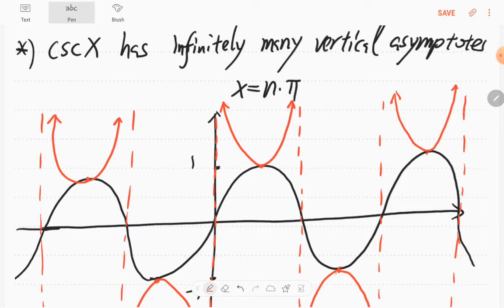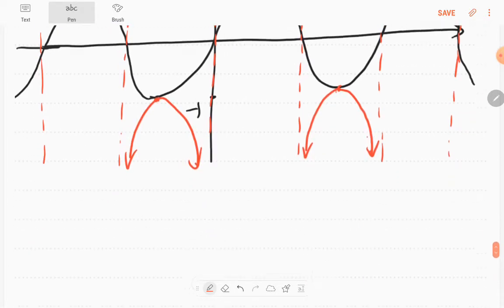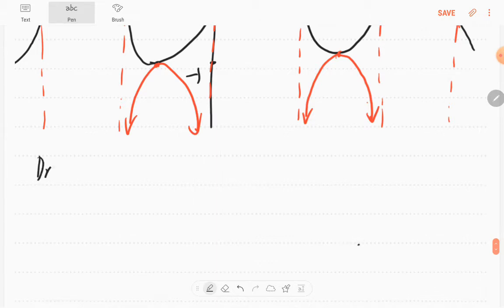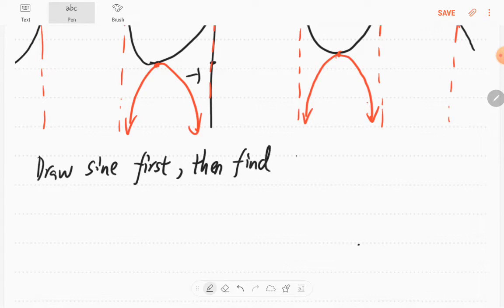So when we draw the graph for the cosecant, the first thing is we need to draw the sine first, right? Draw sine first, then find the cosecant.